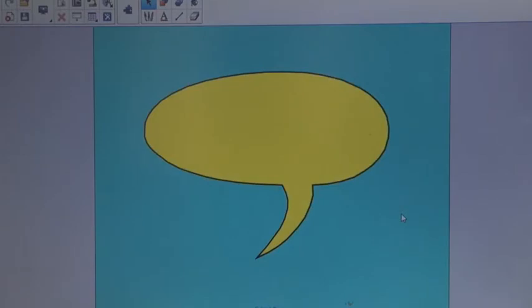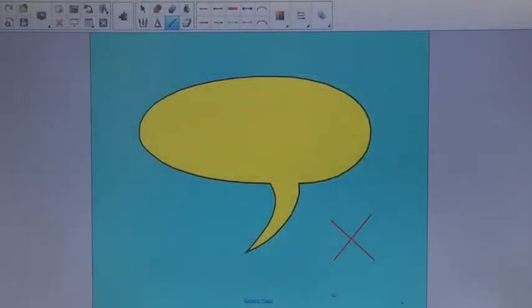Okay, our last shape, this speech bubble shape. Can you identify any lines of symmetry in this shape? Tell your grown up now, what do you think? Is it symmetrical? So this shape actually has no lines of symmetry. It's not a symmetrical shape. So well done if you identified that it was not symmetrical.